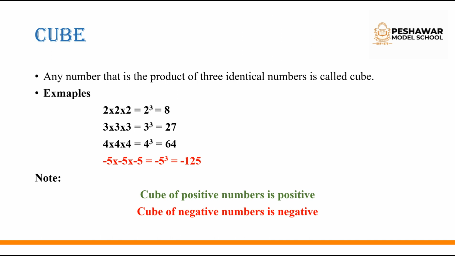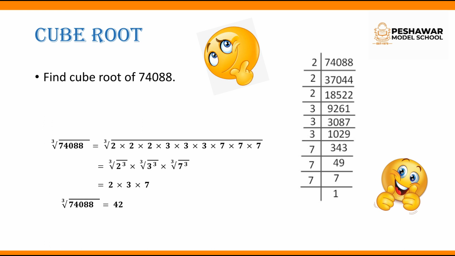Remember that the cube of a positive number is always positive, like the examples given in black: 2, 3 and 4 are positive numbers, and the results 8, 27 and 64 are also positive. But the red one, which is negative, like -5 multiplied by -5 and then with -5, gives -5 cube. The result is equal to -125, because if you multiply minus with minus, it will give you plus. Then again if you multiply minus with plus, it will give negative. So always remember that the cube of a negative number is always negative. The cube of a positive number is always positive.